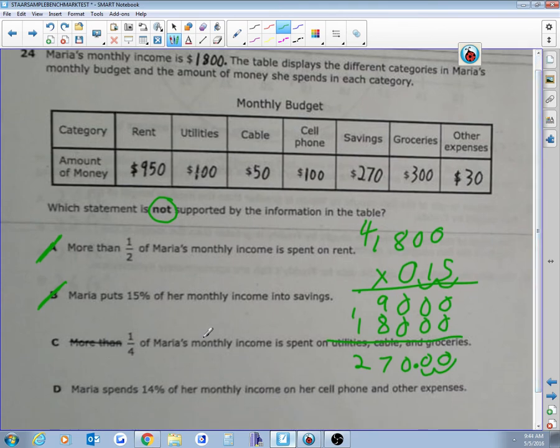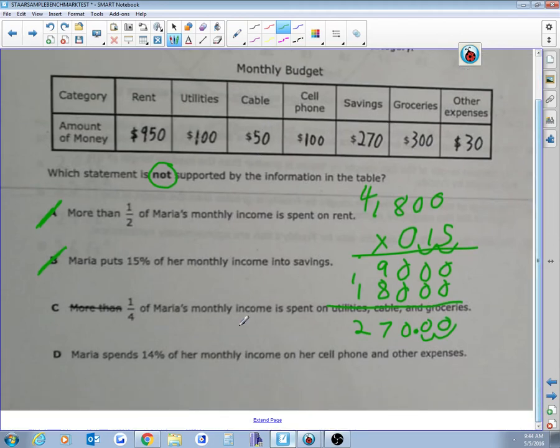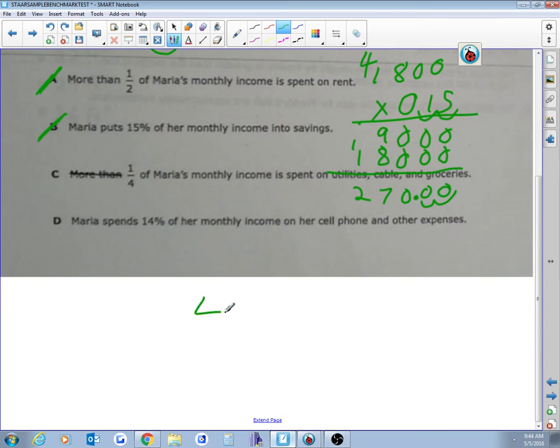1/4 of Maria's monthly income is spent on utilities, cable, and groceries. So utilities is 100, plus the cable is 50, plus the groceries is 300. That gives us a total of 450. So 450 out of 1800. Is that a quarter? Well, let's see. Let's simplify it. Get rid of these zeros. That's the same as 45 over 180.